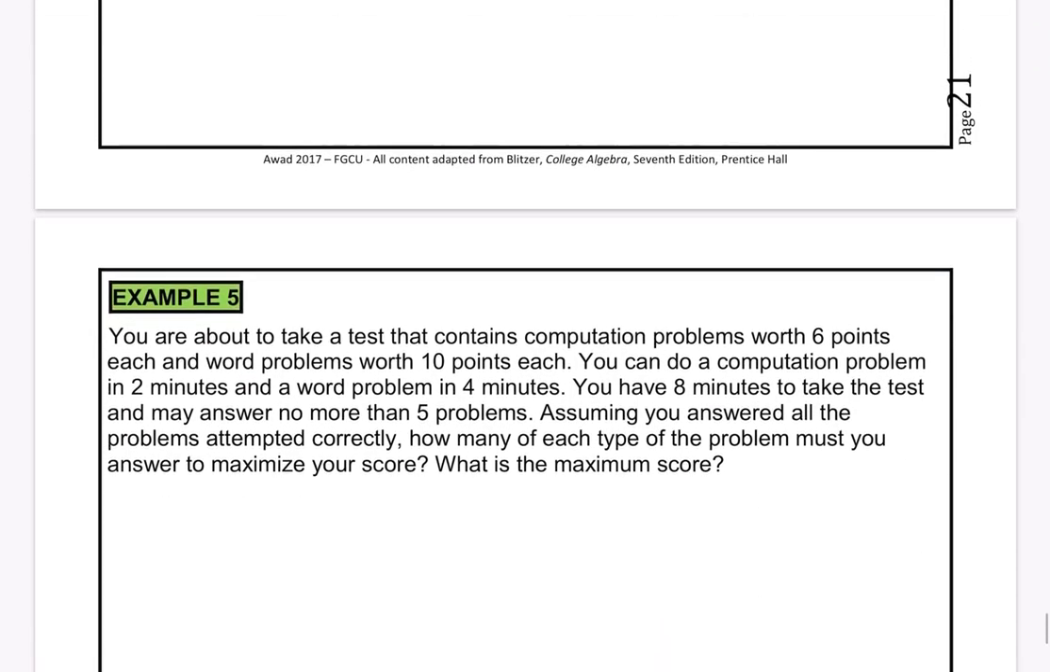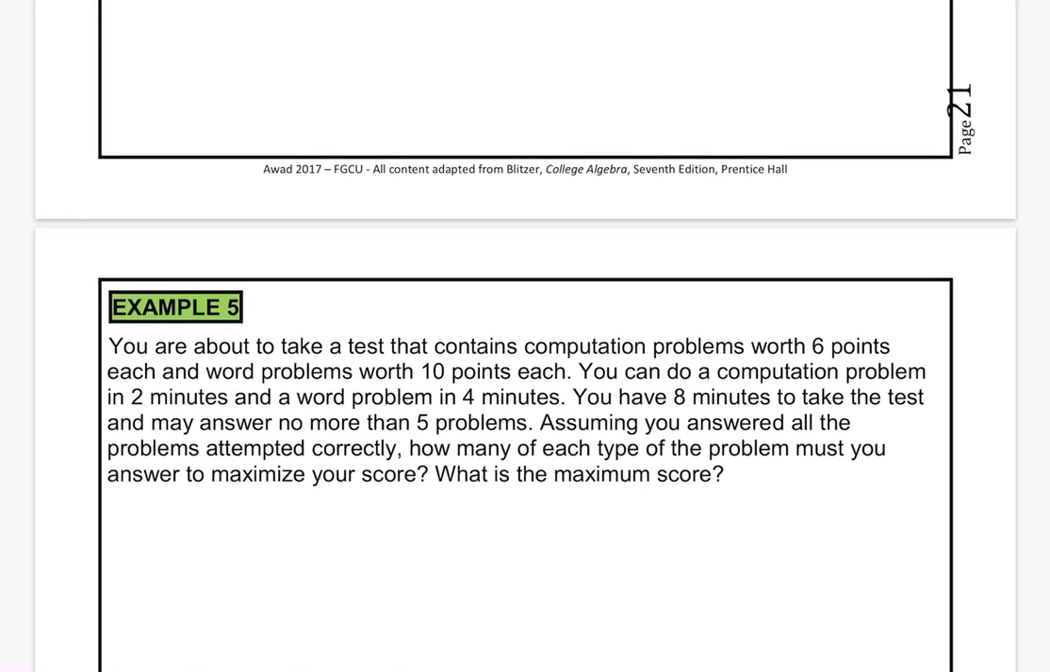Suppose someone is about to take an exam that contains computation problems that are each worth 6 points, and word problems worth 10 points each. Now there are some restrictions in here. To do a computation problem takes 2 minutes, and a word problem takes 4 minutes. And you have only about 8 minutes to take the test, and you cannot answer more than 5 problems.